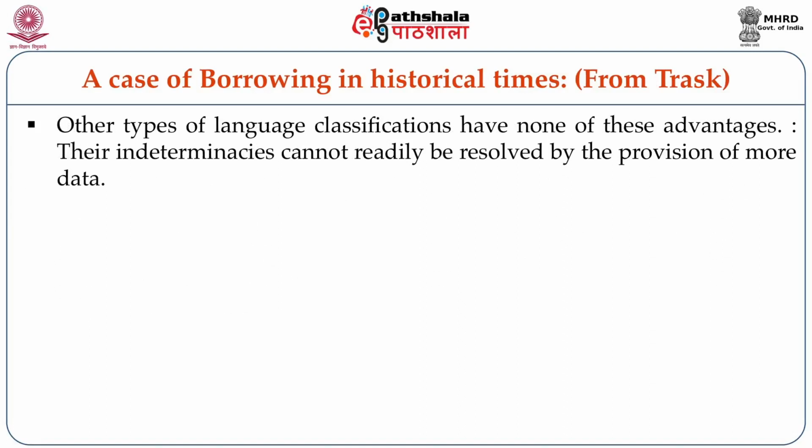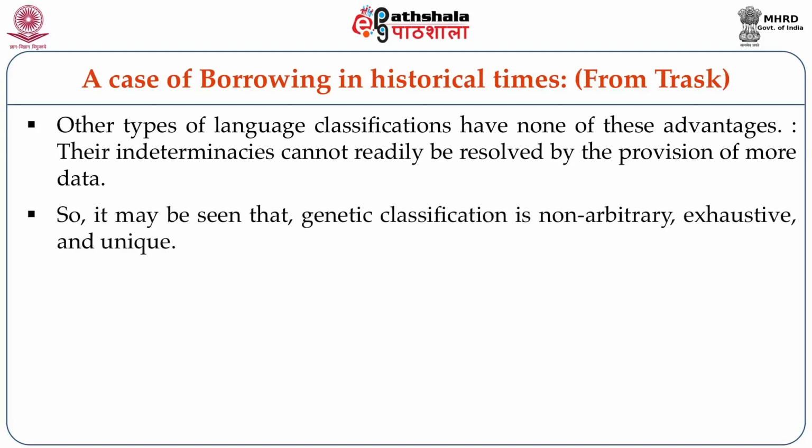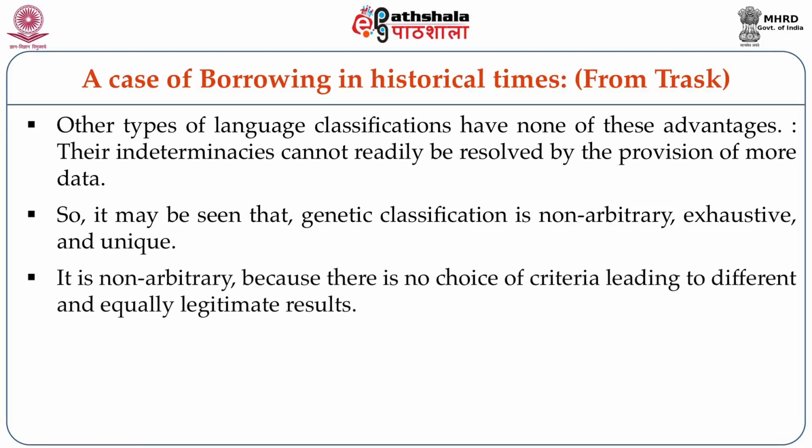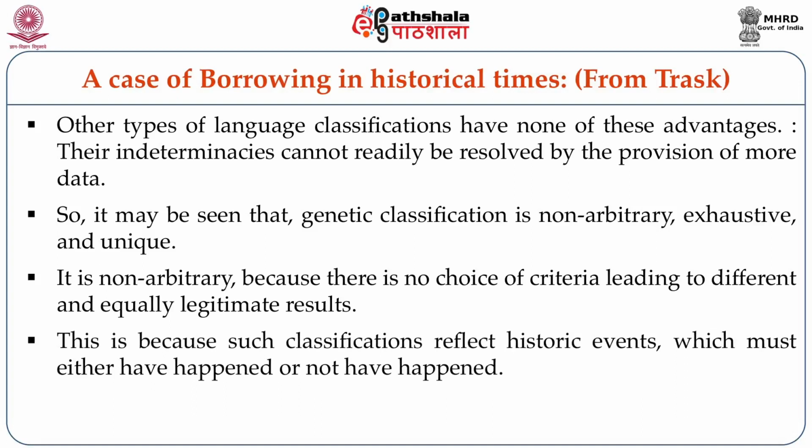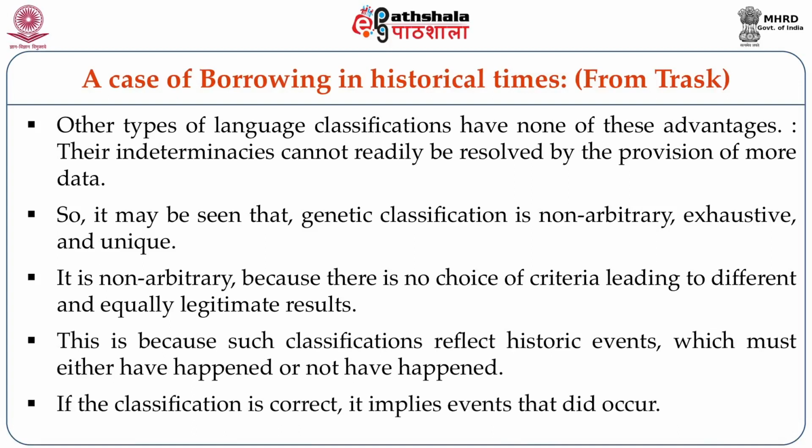Their indeterminacies cannot readily be resolved by the provision of more data. So it may be seen that genetic classification is non-arbitrary, exhaustive, and unique. It is non-arbitrary because there is no choice of criteria leading to different and equally legitimate results. This is because such classifications reflect historic events which must either have happened or not have happened. If the classification is correct, it implies events that did occur.